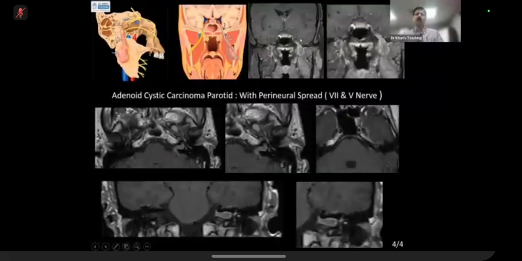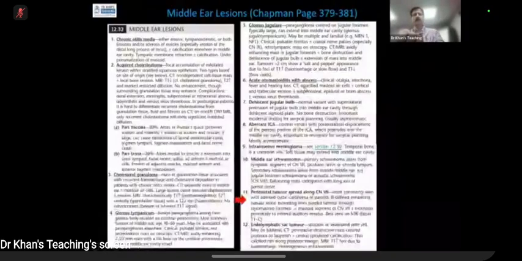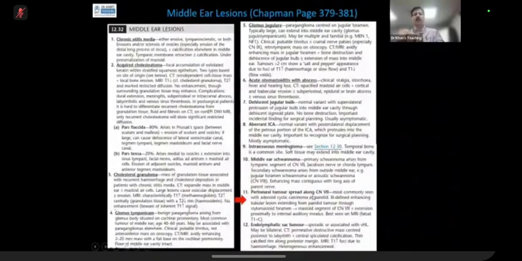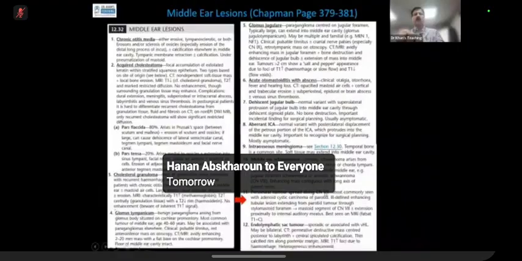This appearance you must remember, and this is an exam scenario. Other tumors can also be asked like this. So this was perineural spread. This is perineural tumor spread around the 7th nerve.